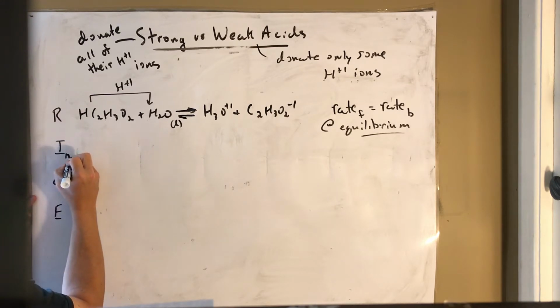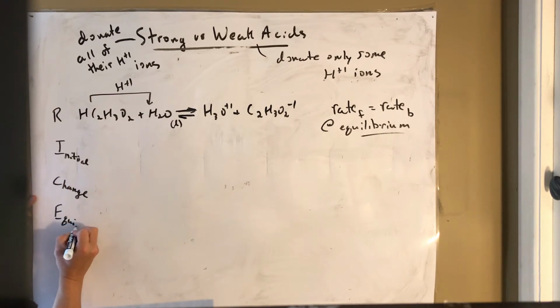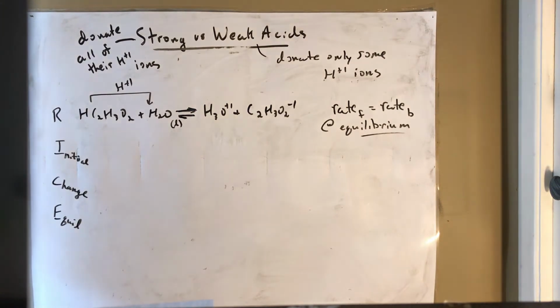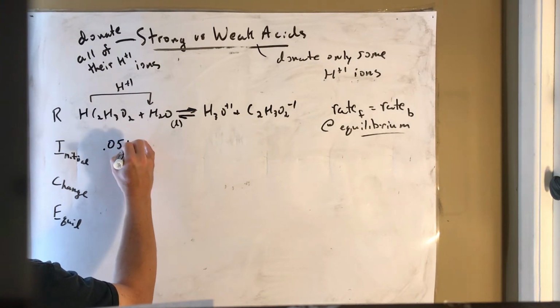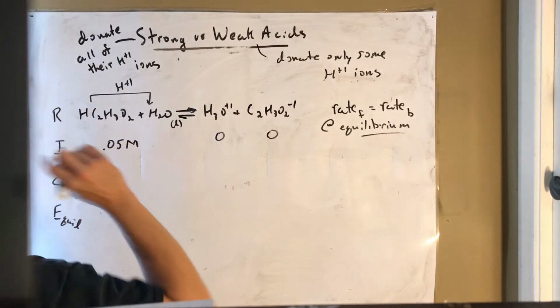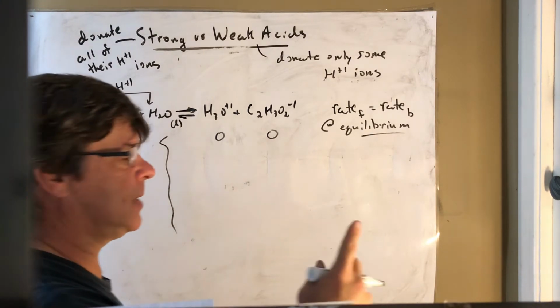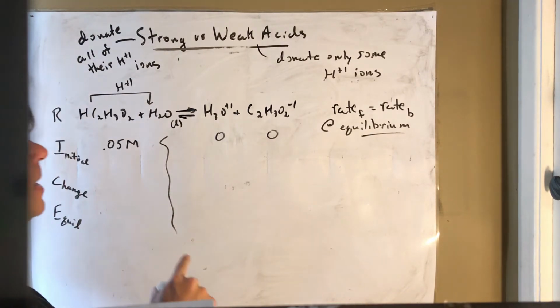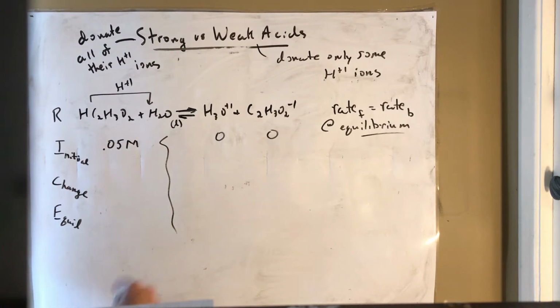Okay, I stands for initial, C stands for change, and E stands for equilibrium, okay? So, initially, we have 0.05 molar of this, and we have none of this and none of this, and we don't care about water, so we'll get back to that in a second. All right. So, you throw some acetic acid in, 0.05. Initially, it's 0.05. It's not going to stay that way, though.